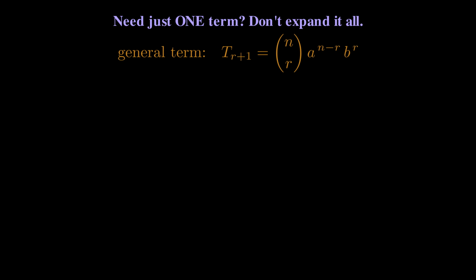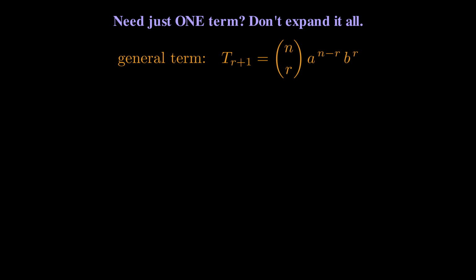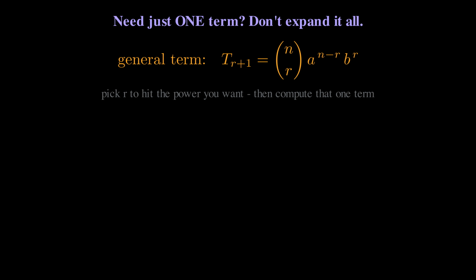Very often, the exam doesn't want the whole expansion, just one term or one coefficient. Expanding everything wastes time. Instead, use the general term. Term number r plus 1 is n choose r, times a to the n minus r, times b to the r. Choose r to hit the power you're after, and compute only that single term.